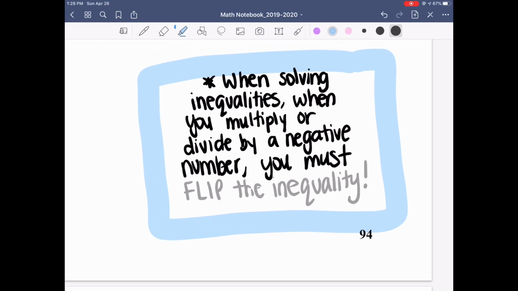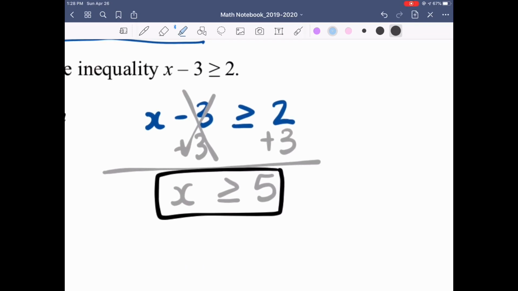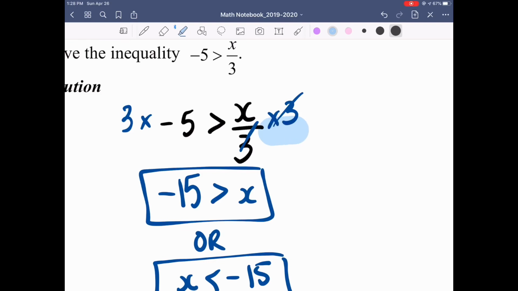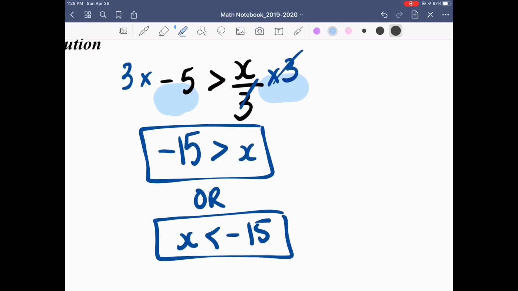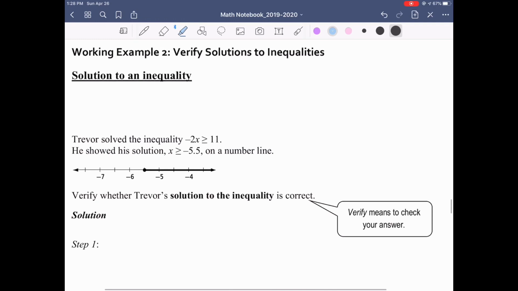So it's only when you multiply or divide by a negative number when you're solving for x. That's the only time you flip. Okay, here we didn't flip because we didn't multiply or divide by a negative number. Here we multiplied by 3. Even though -5 is here, we didn't multiply by a negative number. So we did not flip the inequality. Okay, so you need to be careful of that note.